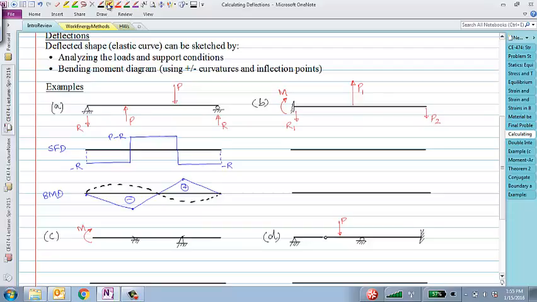So once again, shear force diagram: go down by R1, go up by P1, crossover, sorry, solid line, and then go down in this manner. So this would be P2. This would be R1 or negative R1. That's my shear force diagram.